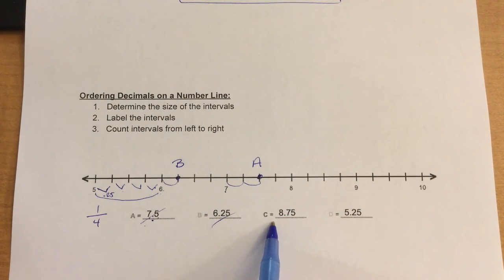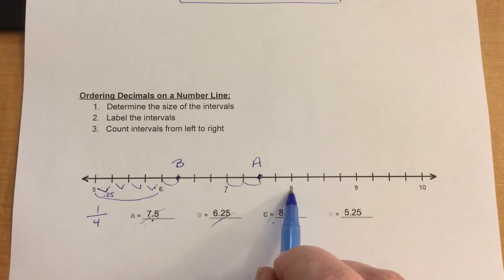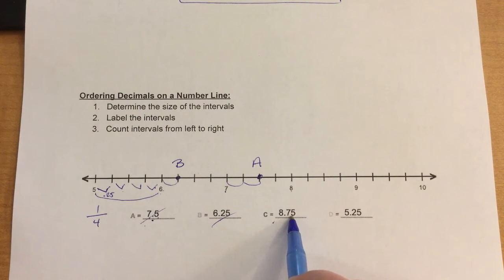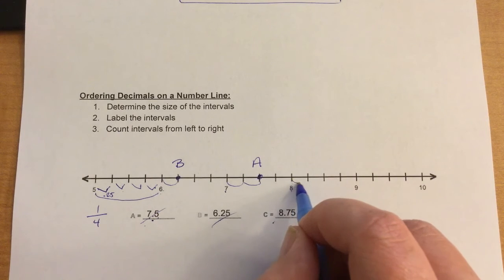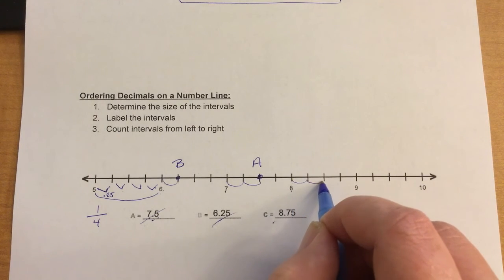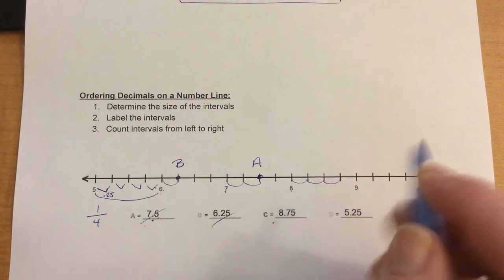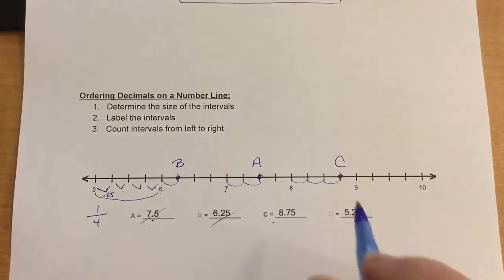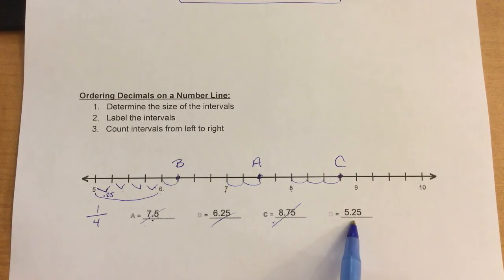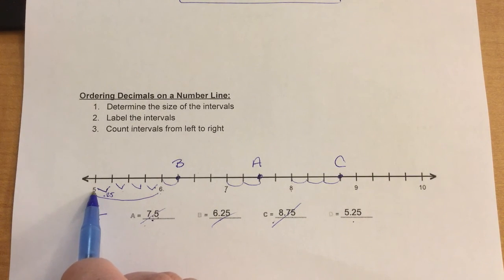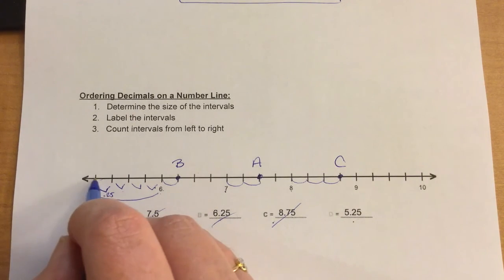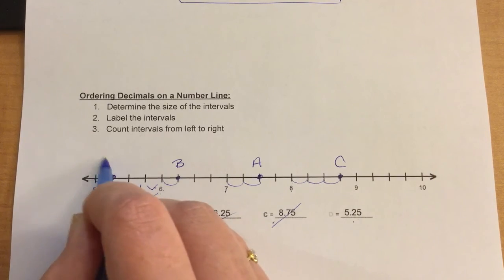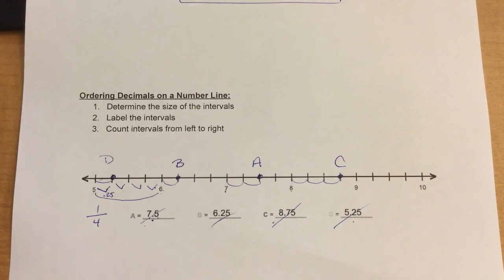C asks for 8.75, so I start at 8 and I start counting over until I hit 0.75. So here's 8, 8.25, 8.5, 8.75. So here is C. And then D asks for 5.25, so I've got to go back to 5, and I'm only counting over one interval to get to 5.25, D. So that is how you place decimals onto a number line.